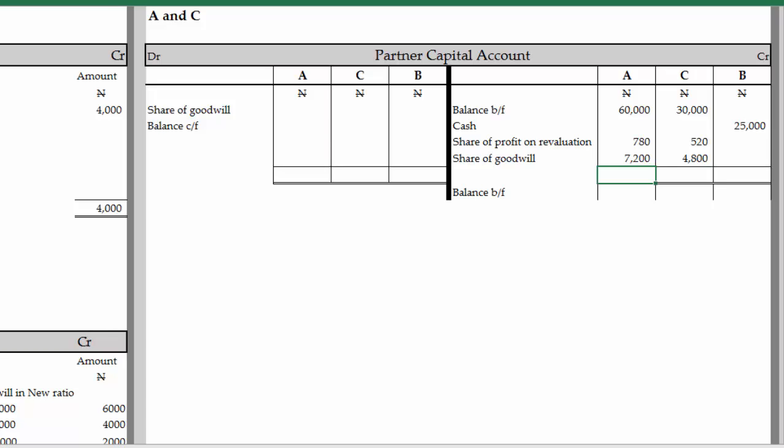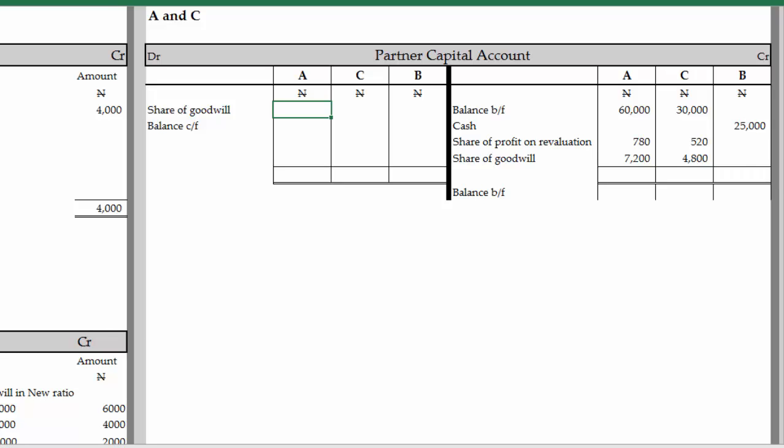On admission of a partner or on retirement of a partner, these are the basic items you will find on the credit side of the capital account. They will always occur, or probably the goodwill will not be there, or the revaluation might not be there. But these are the items you will see most often than not, except if the examiner wants to introduce some additional items.